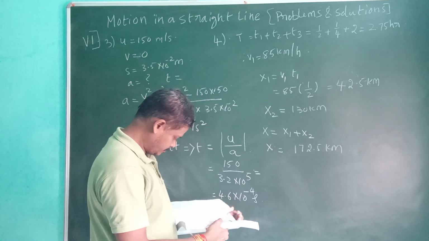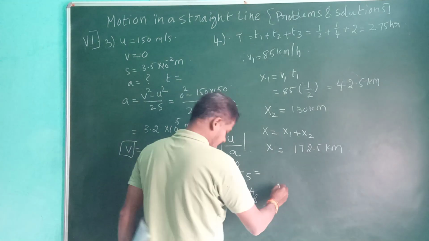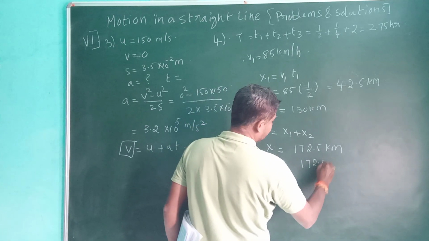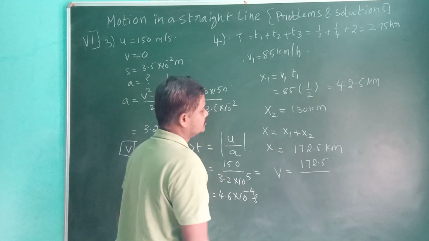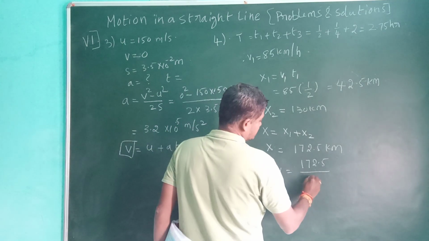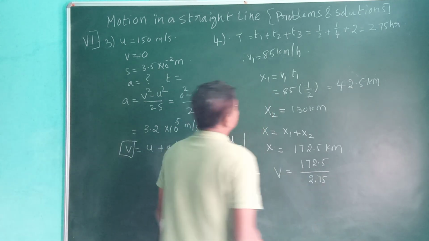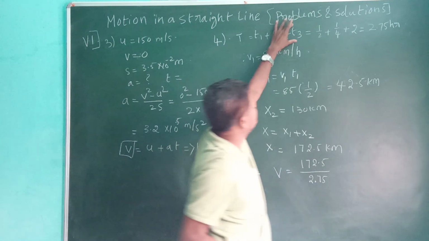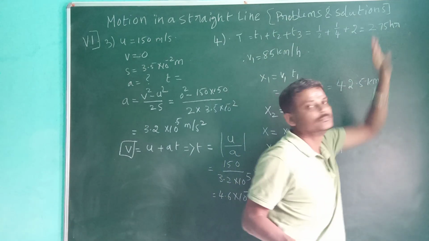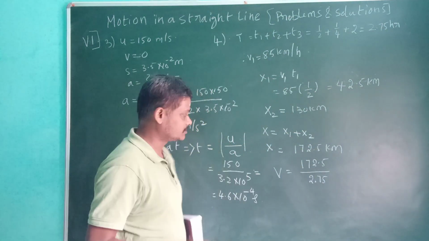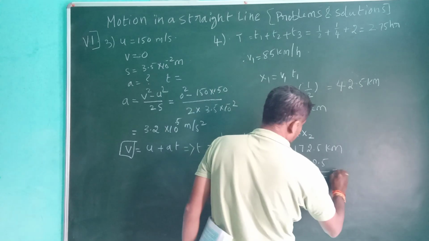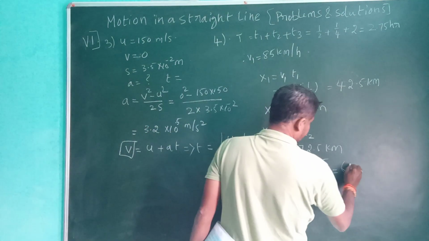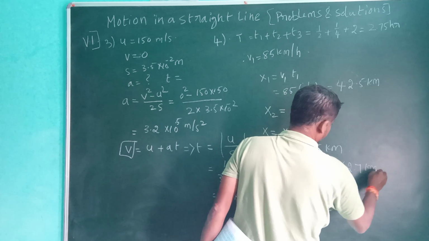Then what is the average velocity? Average velocity is equal to total displacement by total time. Total time is 2.75 hours, because first he travels 30 minutes, then he rests for 15 minutes, and then he travels 2 hours. Total time is 2.75 hours. If we solve this, we get 62.7 km per hour.